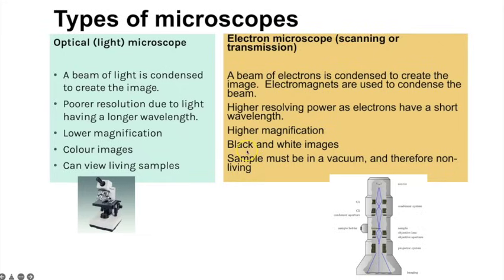The electron microscopes can only produce black and white images, and because electrons can be easily absorbed, you have to have your sample in a vacuum. And because it's in a vacuum, you can't actually observe any living samples using an electron microscope. Now, just to go back to this black and white image point, you can still get coloured images if colours are added on programs like Photoshop afterwards.